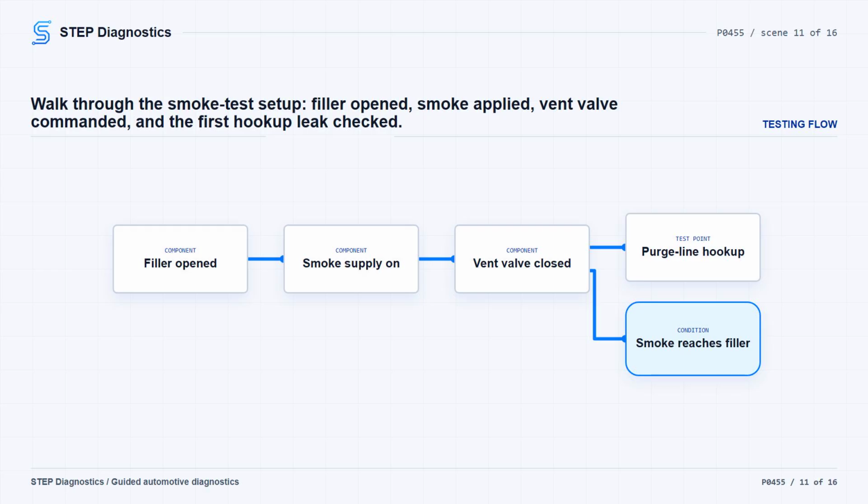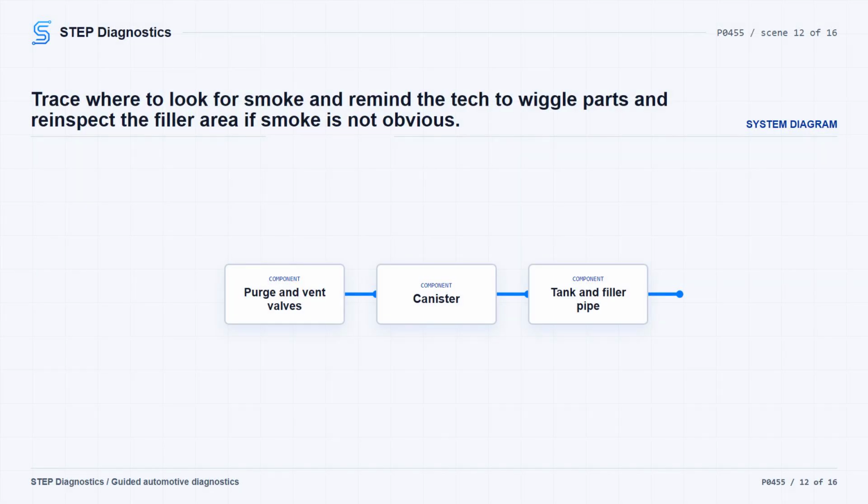Start the smoke supply and first make sure the connection at the fuel vapor line near the purge valve is not leaking. If smoke does not come out of the fuel tank filler pipe after the system is pressurized, command the vent valve open. Once smoke is seen at the vent valve, command the vent valve closed again. When smoke exits the filler pipe, reinstall the fuel cap or remove the supplemental refueling adapter, then keep applying smoke.